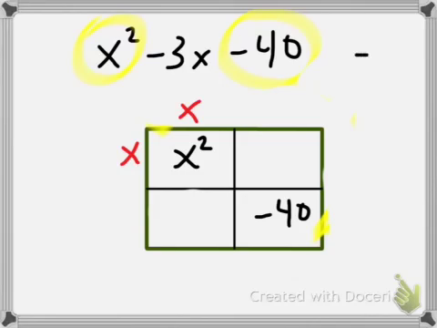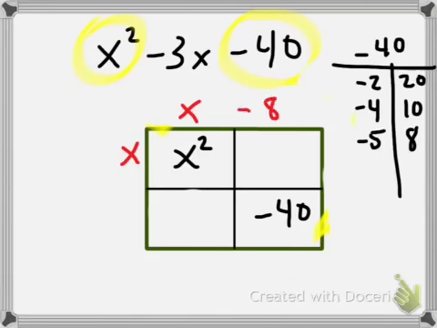Let's make a list of all the factors of 40 so we can figure out what goes in those boxes. So negative 2, 20, negative 4, 10, negative 5, 8. Negative 2 plus 20 is 18. Negative 4 plus 10 is 6. So that's out. Negative 5 plus 8 is 3. That's the number we want, 3. Now, notice that it was the wrong sign. I want negative 3, so the 8 has to be negative, because negative 8 plus 5 is negative 3.